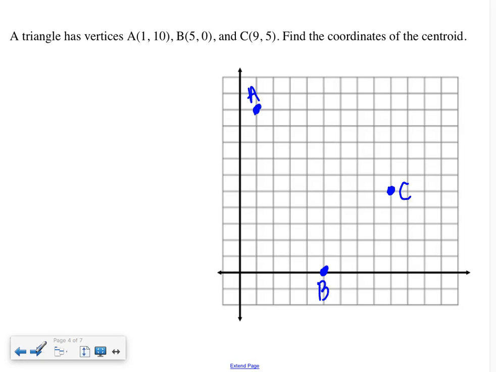If you want, you can connect your, make a triangle, but my line's going to be so crooked, I'm just going to wait a second.